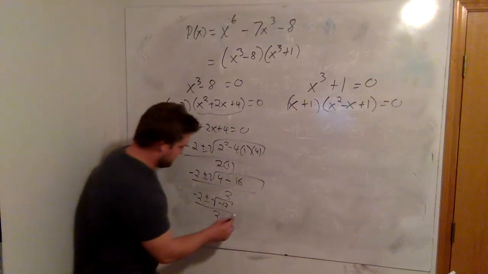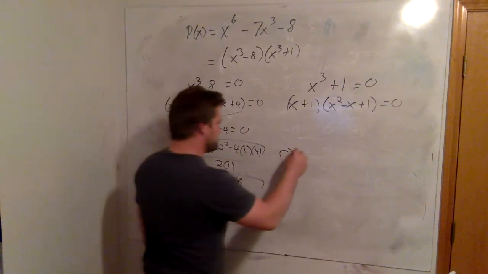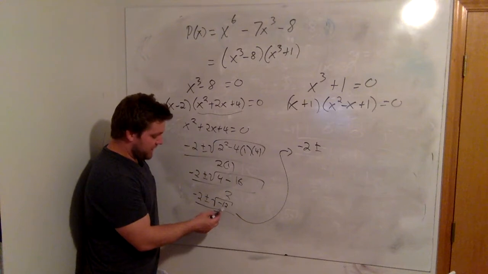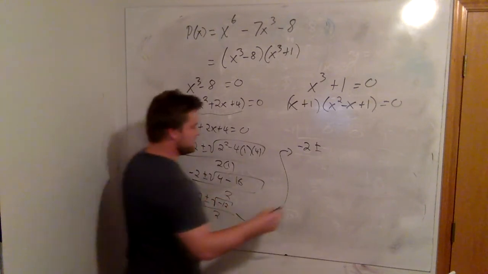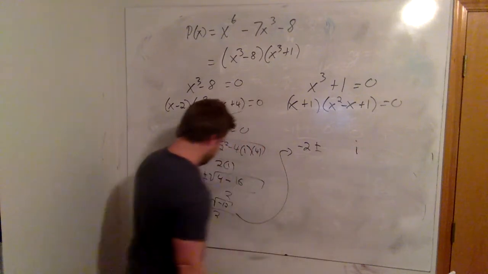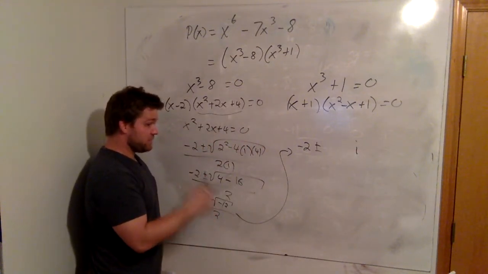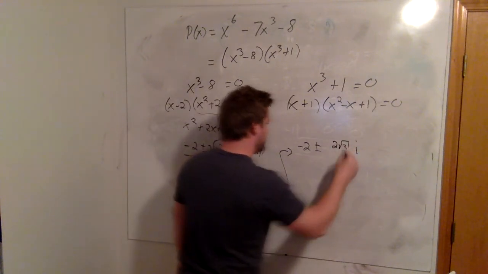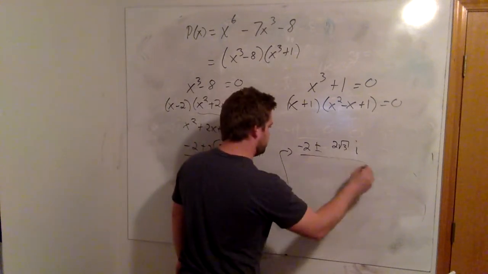Let's clean this one up here a little bit. So what are we going to get? We're going to write this as negative 2 plus or minus. You could think of 12 as 4 times 3. Well, first of all, I'll get the i for removing the negative 1. And the square root of 12 is the square root of 4 times 3. The square root of 4 is 2, so this will be 2 root 3i all over 2.